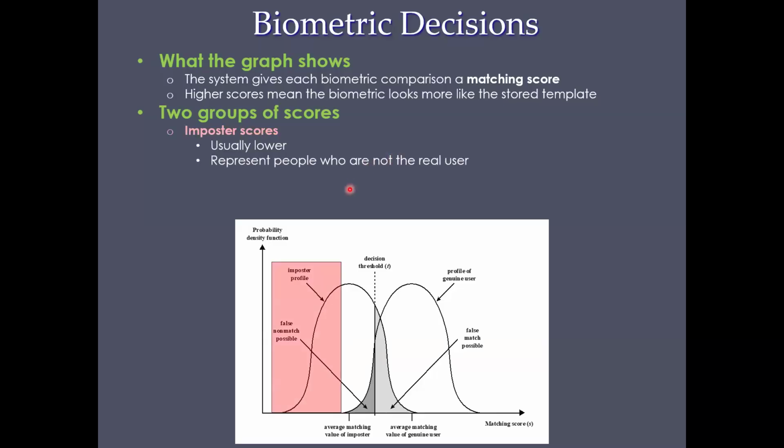What we have here are imposter scores, and these are usually low. This could be attackers. This could also be actual users, like clients of that given system. This left side of the graph represents people who are not actual real users. This side is the genuine users, right? And these genuine users are the actual ones that we want to grant access to. And we have that set threshold that is decisive between them.